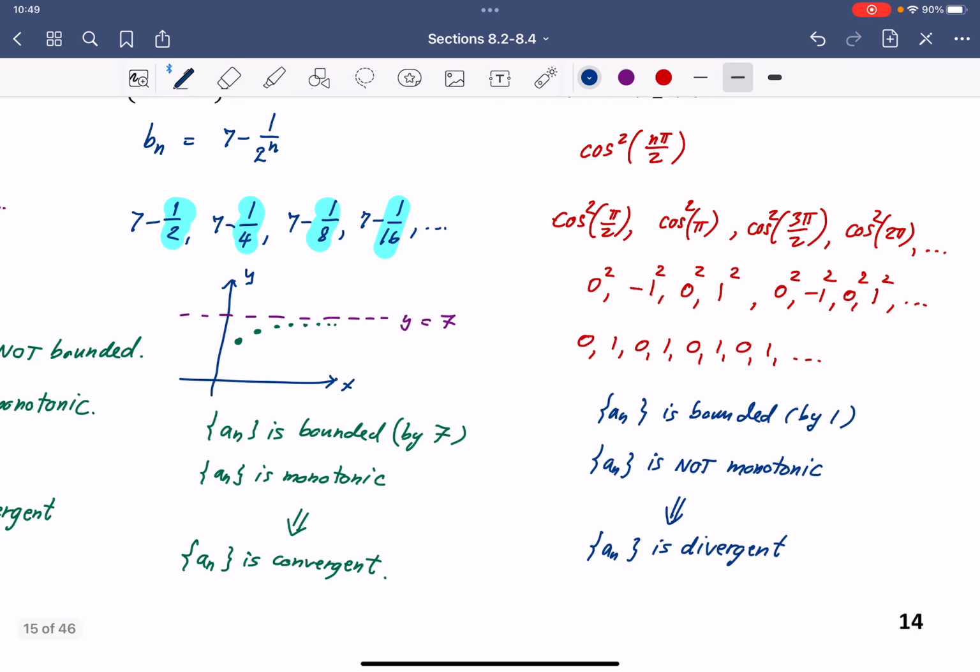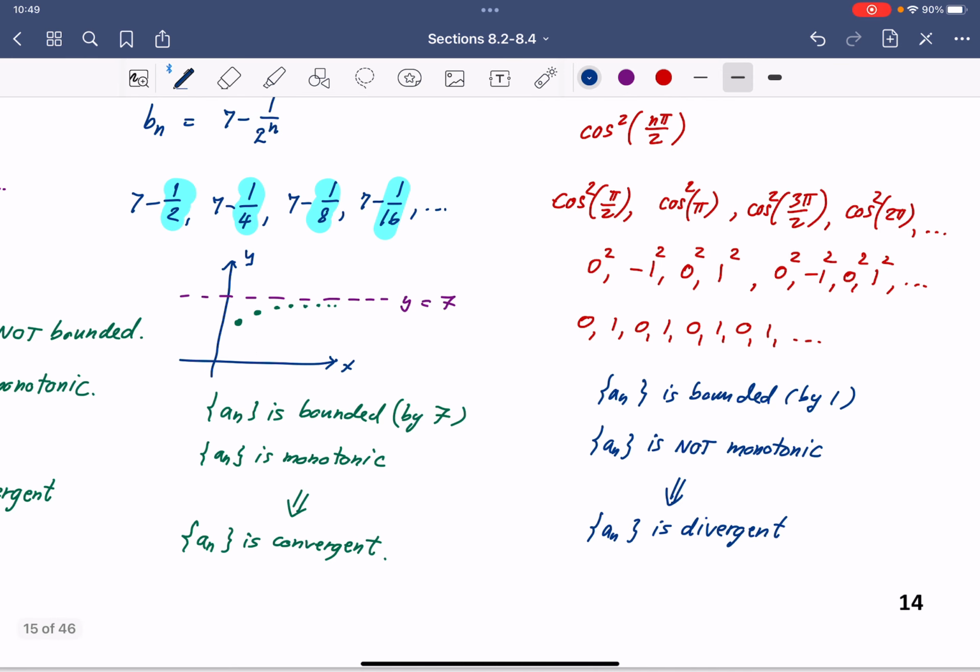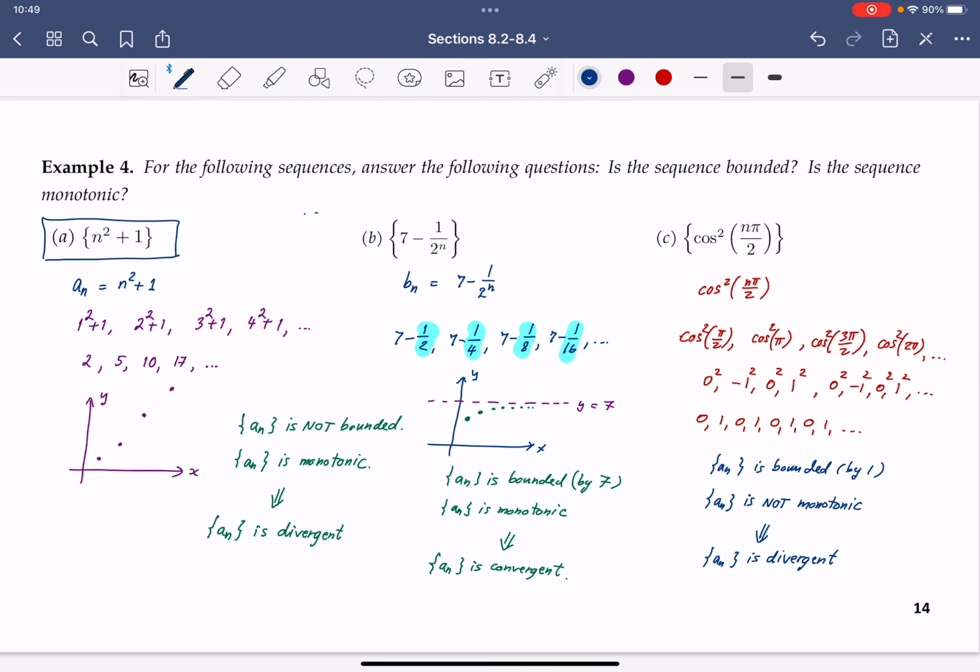The sequence is going to be divergent because you cannot find a good limit for this one. Sometimes it goes to 1, sometimes it goes to 0, and the pattern just keeps going to the end of infinity. So it's 0 and 1, 0 and 1, keep swapping.